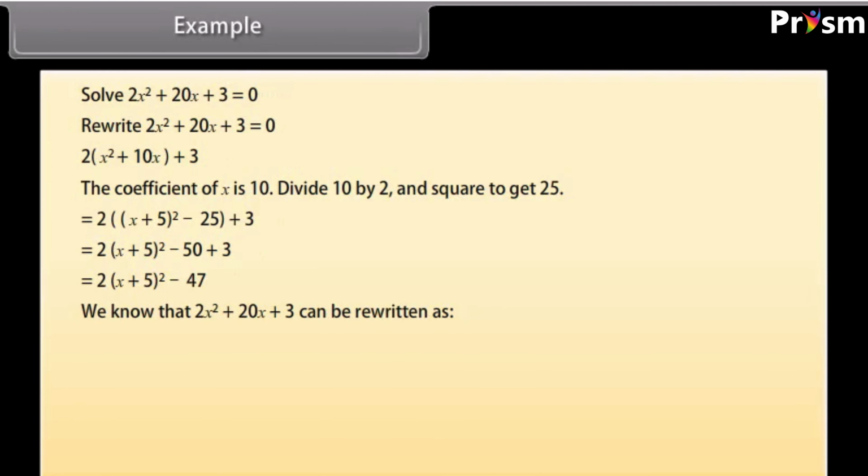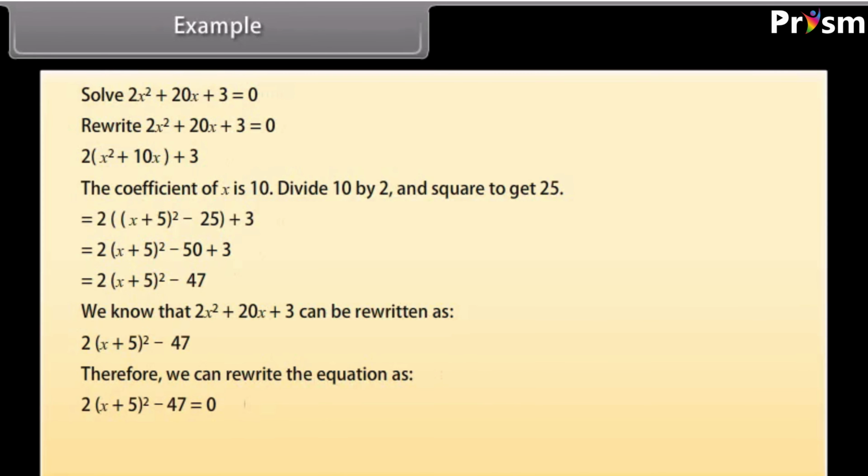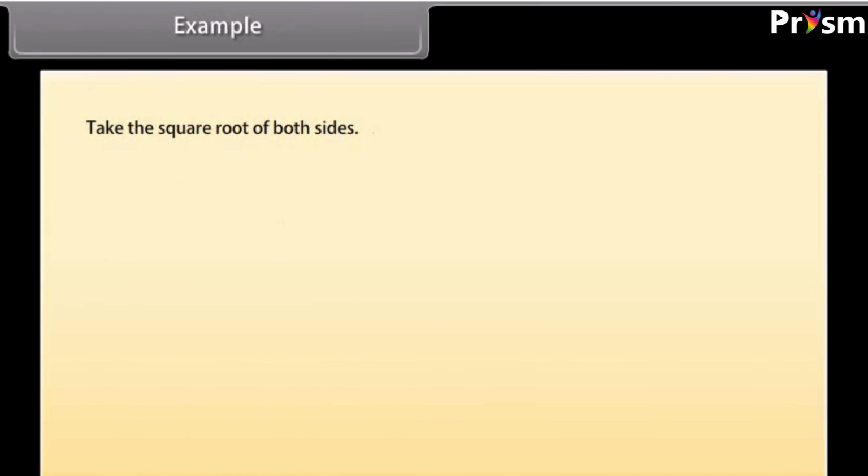We know that 2x² + 20x + 3 can be written as 2 into (x + 5)² − 47. Therefore, we can rewrite the equation as 2 into (x + 5)² − 47 = 0. So 2 into (x + 5)² is 47. Now dividing both sides by 2, we get (x + 5)² = 23.5. Take the square root of both sides. x + 5 is equal to √23.5 or x + 5 is equal to −√23.5.